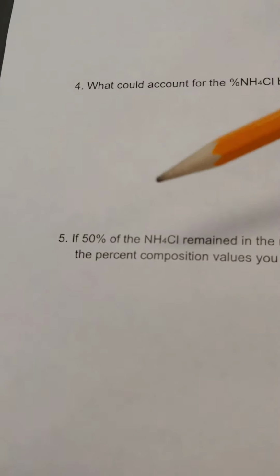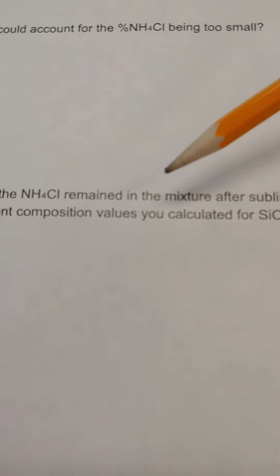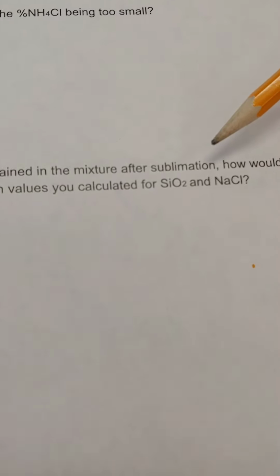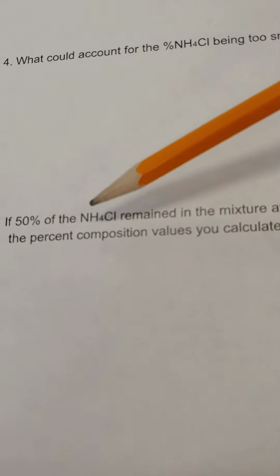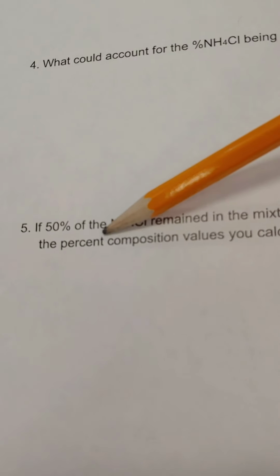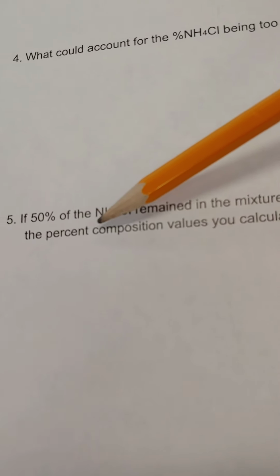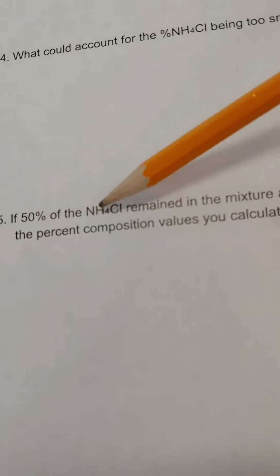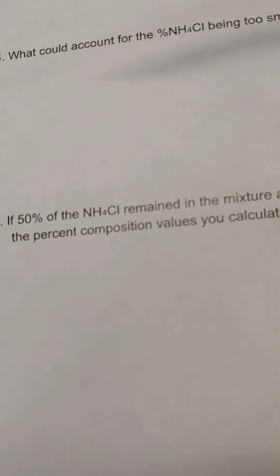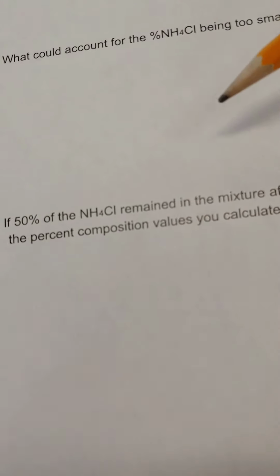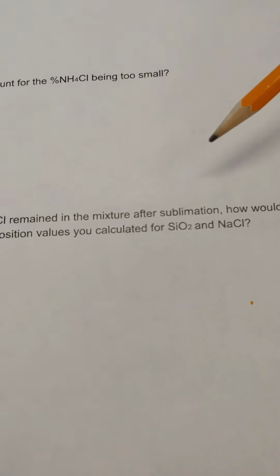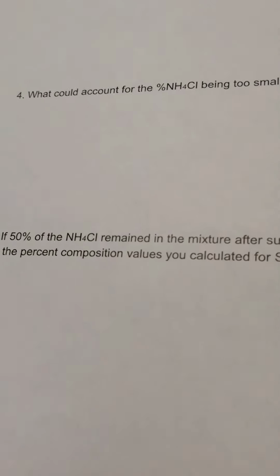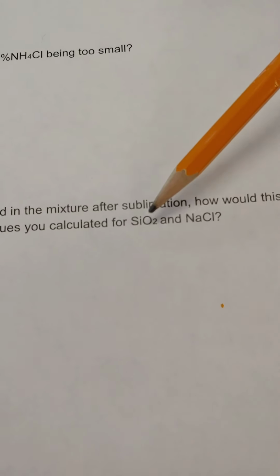Then the question says, if half of the ammonium chloride remained in the mixture after sublimation, so we started out with so many grams of ammonium chloride in our sample, and not all of that actually got sublimed out, what would happen to it in the rest of the experiment? How would this affect the percent composition values you calculated for SiO2 and sodium chloride?